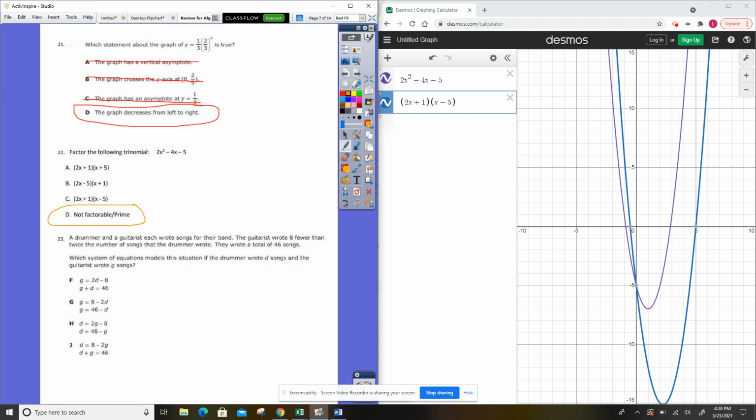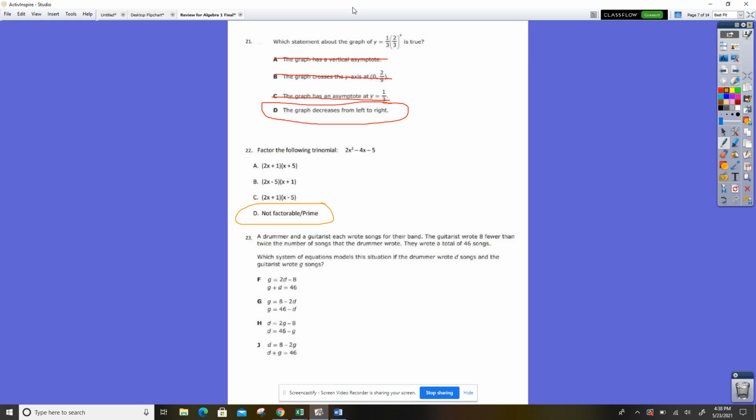Number 23 says a drummer and a guitarist each wrote songs for their band. The guitarist wrote 8 fewer than twice the number of songs that the drummer wrote. They wrote a total of 46 songs. Which system of equations models this situation if the drummer wrote D songs and the guitarist wrote G songs?